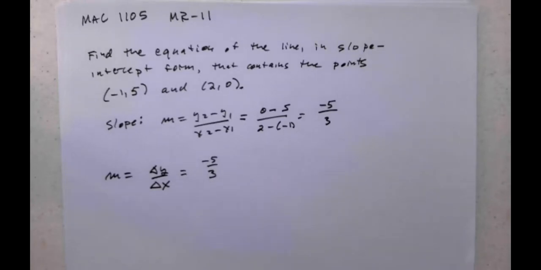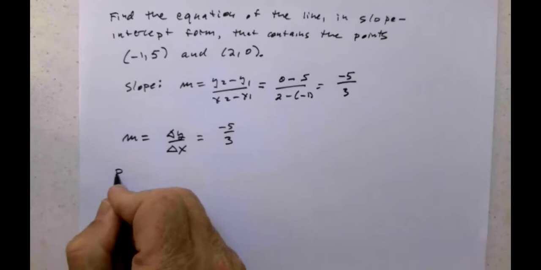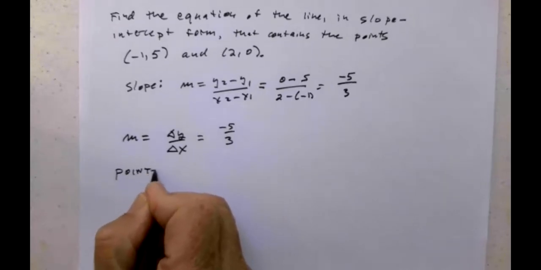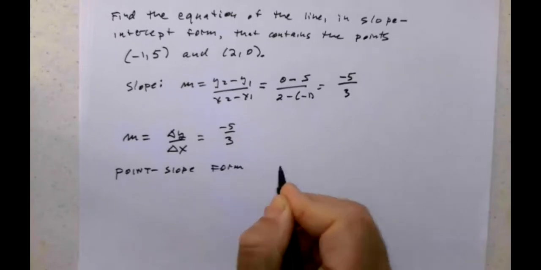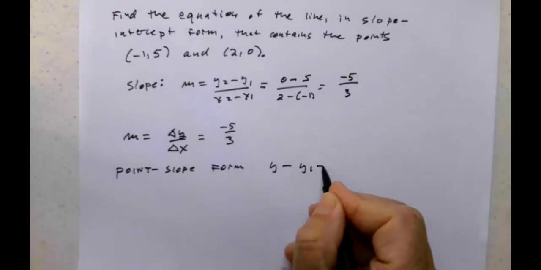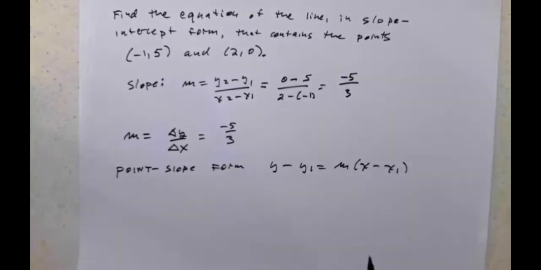Okay, next up, what are we going to say? Well, we're going to try to find the y-intercept, and there's two ways for us to do this. The way a lot of students like is they like to use point-slope form. Point-slope form is y minus y1 equals m times x minus x1.